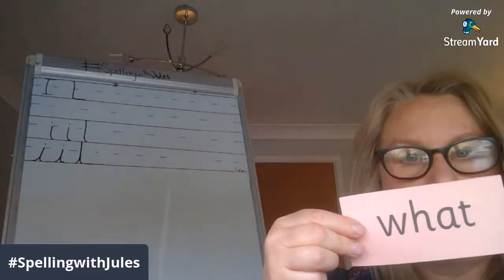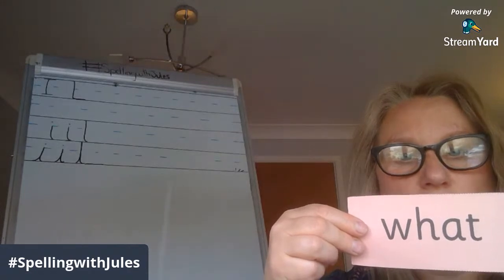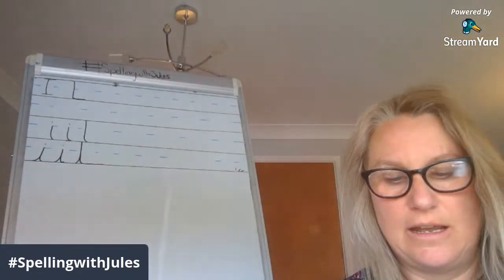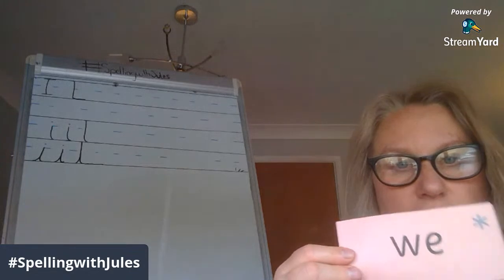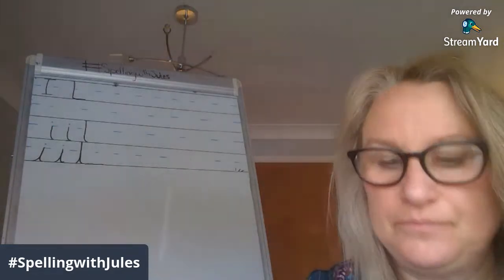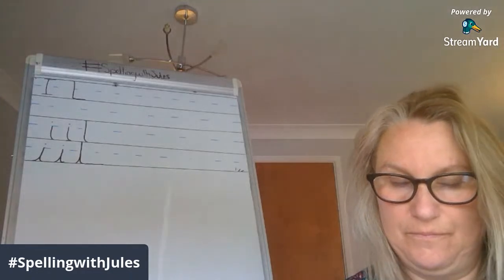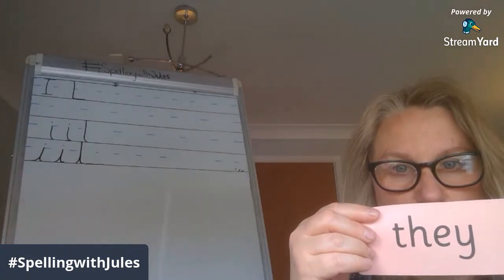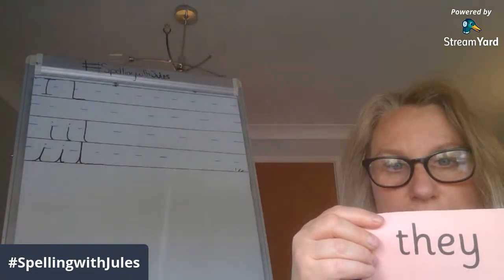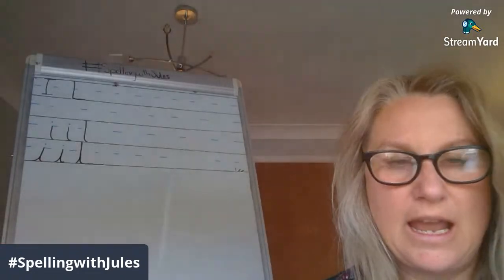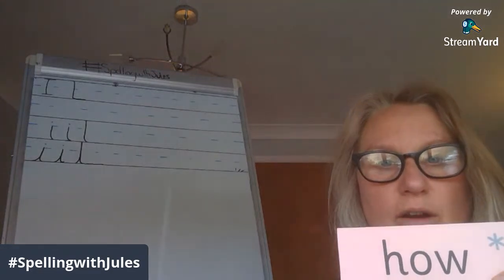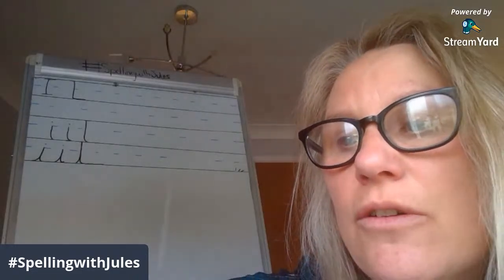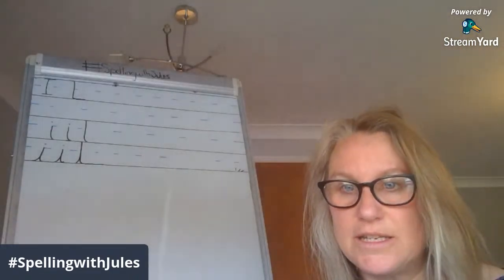What? W-H-A-T. What? Okay, 3 more. We. W-E. They. T-H-E-Y. Did you get that one? It's a very common word, that. A good one to learn to spell. Okay, and how. H-O-W. Good. Count up how many letters you got correct, how many words you got correct.